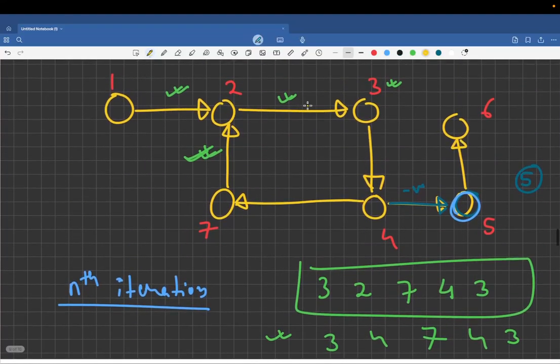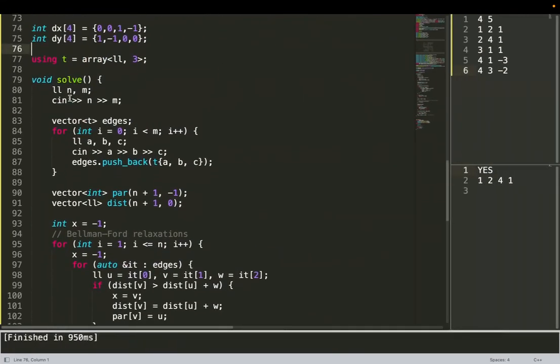Okay. So let's see the code for this so that things become clearer. I am taking inputs of the number of nodes and edges. Then I have constructed a vector of array of size 3. This basically means you have an array that contains 3 elements. In my vector, I am constructing this because my edges will contain the starting node, the ending node, and the edge weight. So I am taking the inputs and pushing back into my edges.